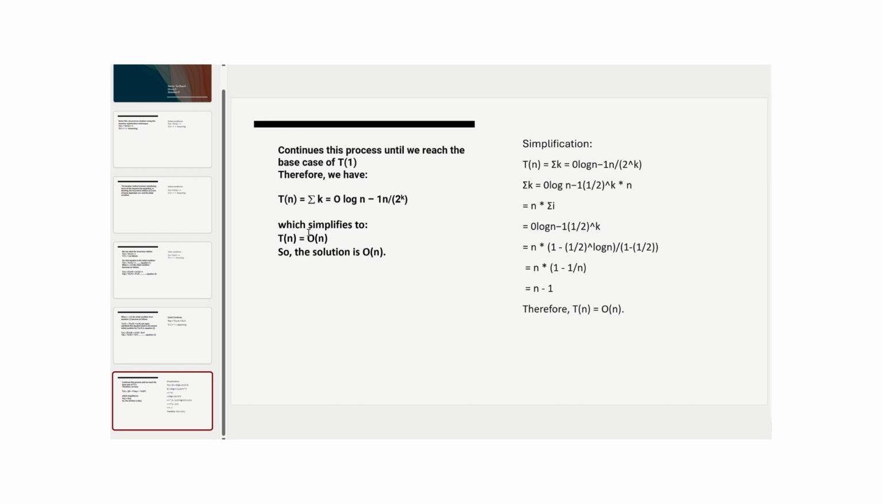So if you want to go further and see the simplification of this equation here, you can take a look on the right side of the screen and you can see the solution right there.